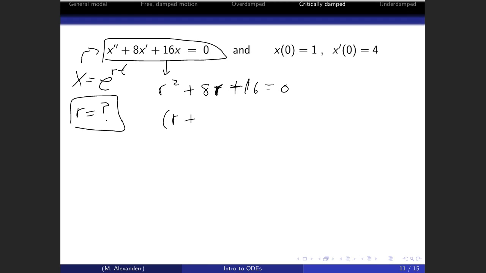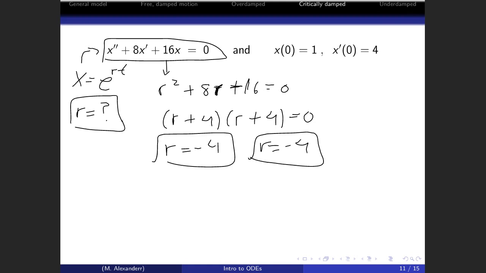It will be r plus 4 multiplied by r plus 4 is equal to 0, because 4 times 4 gives us 16, and 4 plus 4 gives us 8. That means that r is equal to -4 and r is equal to -4. So we have repeated roots mathematically, and physically we have the critically damped situation, which means that the struts on your car are about to go out. You might want to change them sometime soon, but if you don't, it's kind of okay.